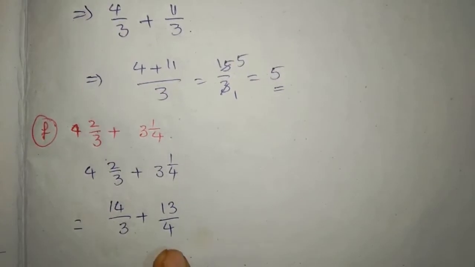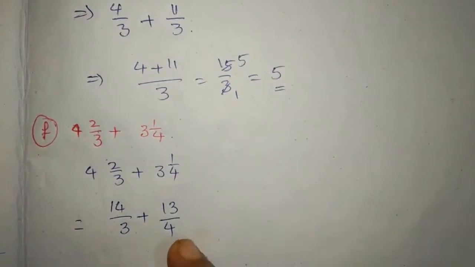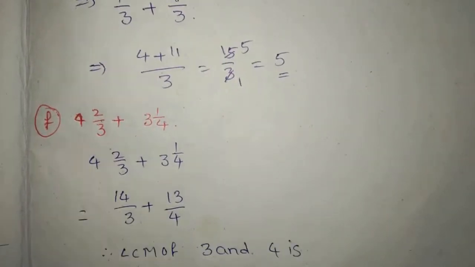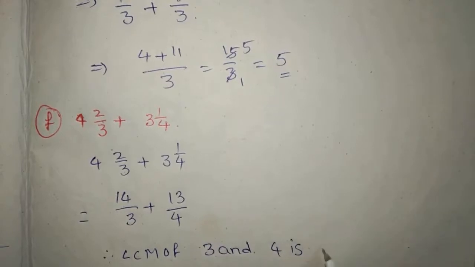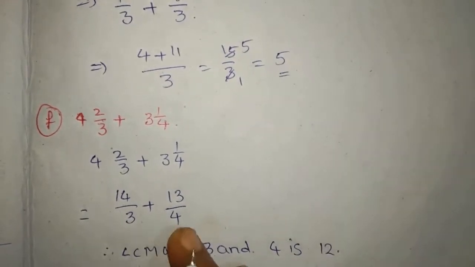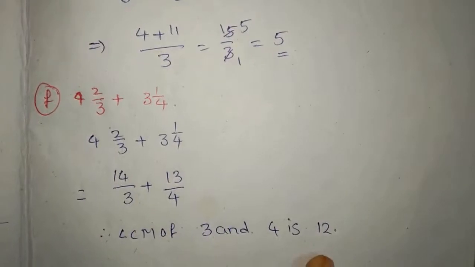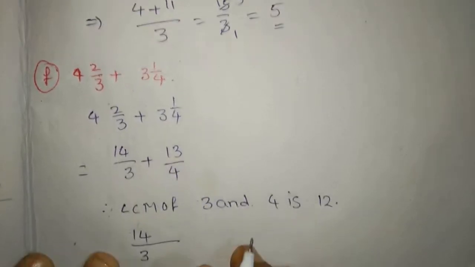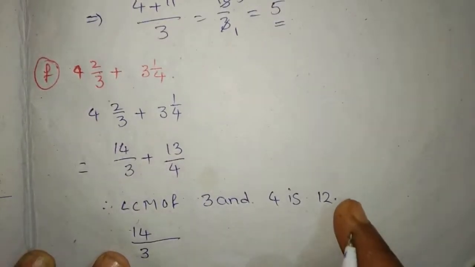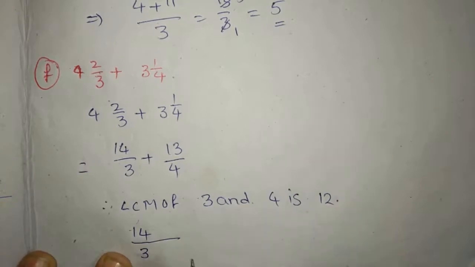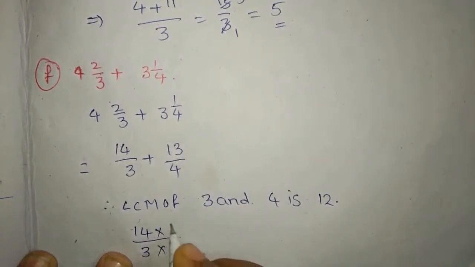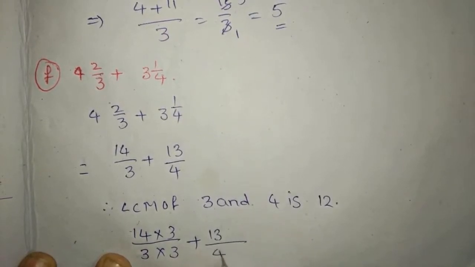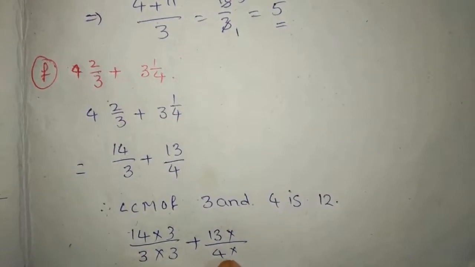Now here the denominators are not equal. So first let us find the LCM of 3 and 4. Therefore LCM of 3 and 4 is directly 12, since they are prime factors only. Okay. Now let us take the first fraction, 14 by 3. In this, 3 how many times makes 12? That is 4 times. So we multiply both numerator and denominator by 4, plus 13 by 4. Here 4 how many times?